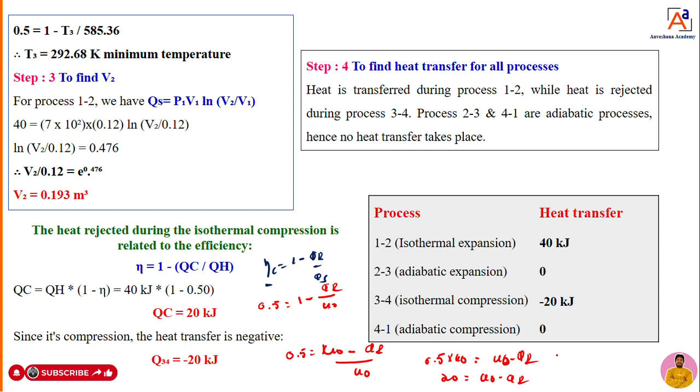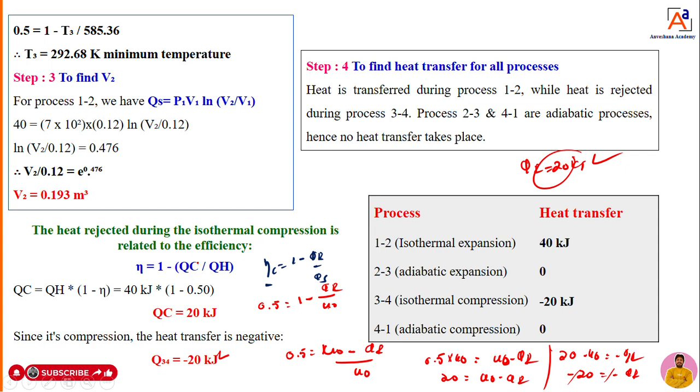So therefore 20 minus 40 is equal to minus QR. 20 minus 40 is nothing but minus 20, equal to minus QR. The minus will get cancelled. Then QR is equal to 20 kilojoules. That means the heat rejection during the third process is nothing but minus 20 kilojoules. So heat is getting rejected from the isothermal compression.